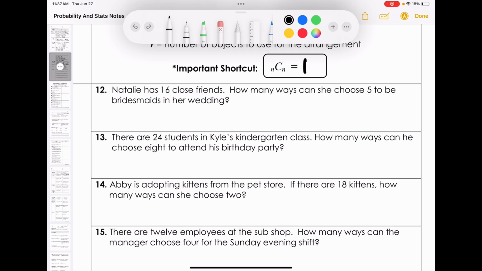All right, so let's look at 5 examples. Natalie has 16 close friends. How many ways can she choose 5 to be bridesmaids in her wedding? So her total number of friends is 16, and she's trying to choose 5 of them. So I'd have 16C5, which if I use the shortcut and type it in my calculator, I'm going to get 4,368.